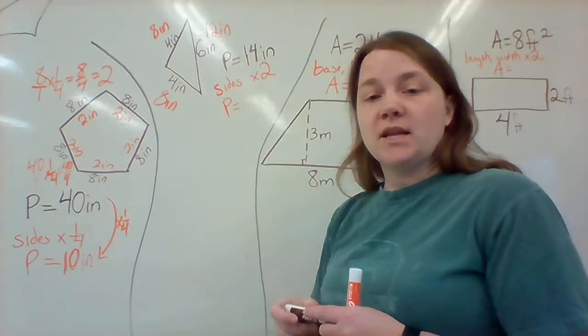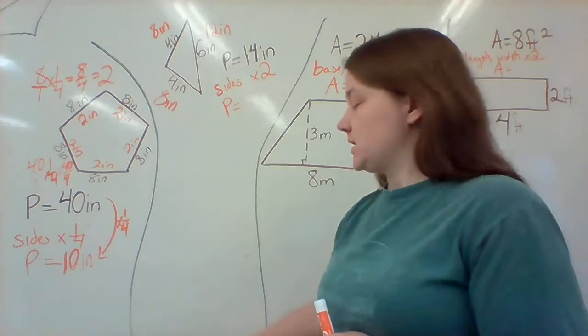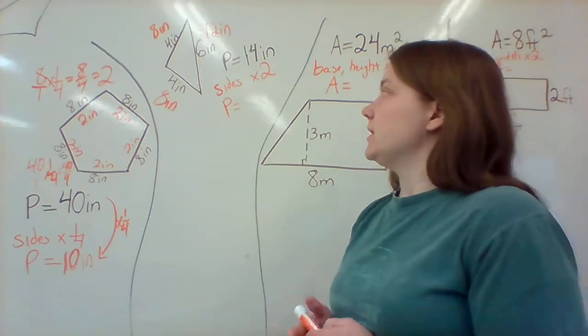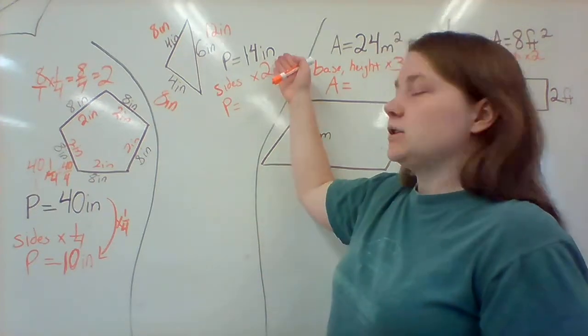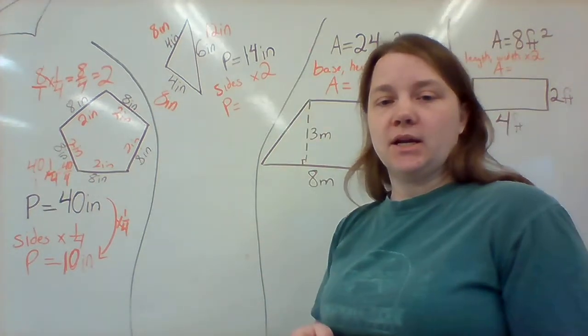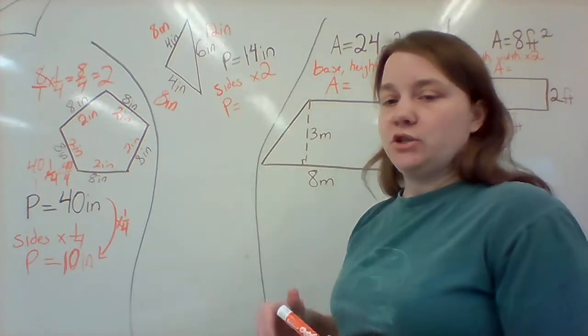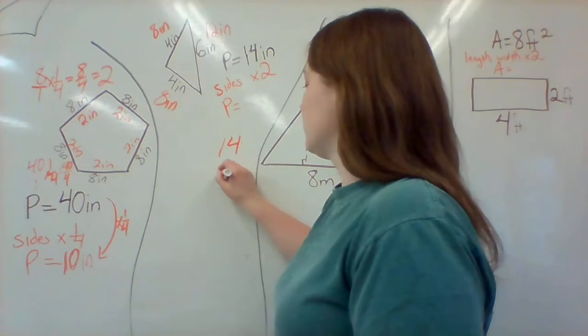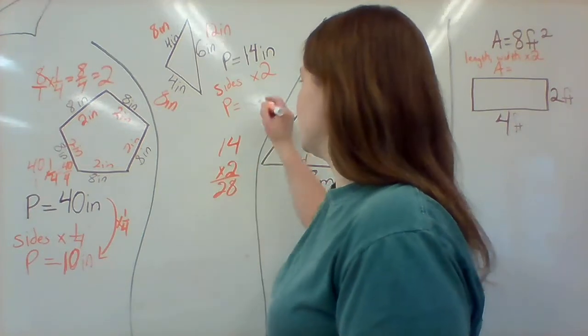So the old perimeter is 14 inches. We want to figure out what the new perimeter is. So we're going to try to multiply the old perimeter by 2 and see what we get. And we know that 14 times 2 is going to be 28.